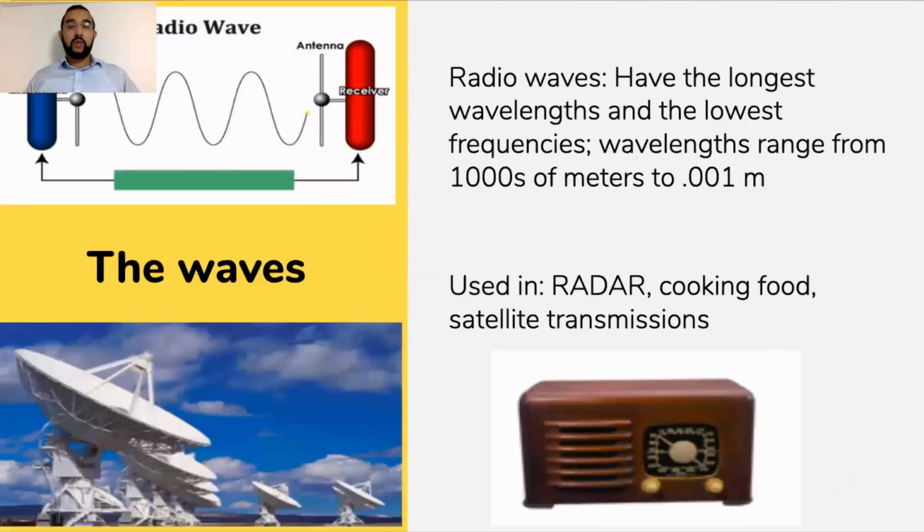Now let's talk about radio waves. Radio waves have the longest wavelength and the lowest frequencies. Wavelengths range from thousands of meters to 0.001 meter. So the radio waves have the longest wavelength and the lowest frequency.